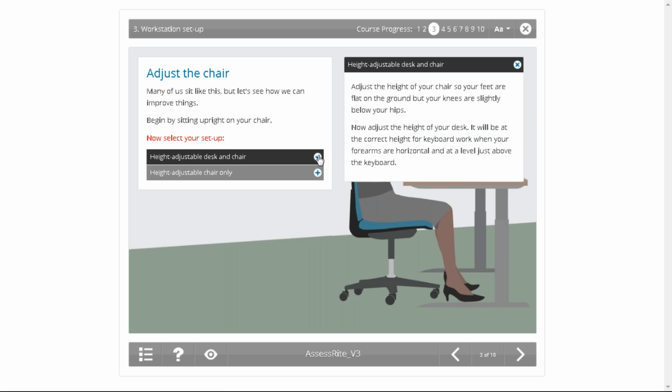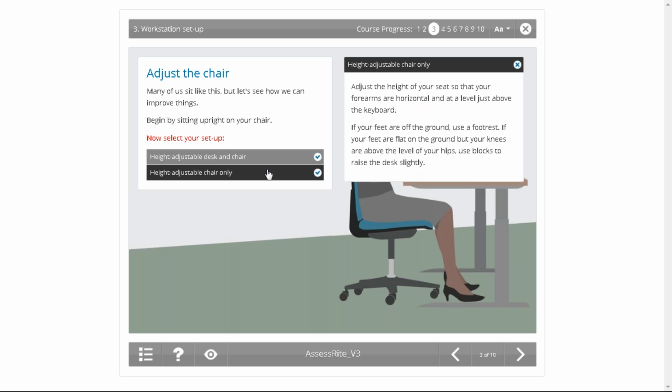Now select your setup. Adjust the height of your chair so that your feet are flat on the ground, but your knees are slightly below your hips. Now adjust the height of your desk. It will be at the correct height for keyboard work when your forearms are horizontal and at a level just above the keyboard. If it's just a height adjustable chair, adjust the height of your seat so that your forearms are horizontal and at a level just above the keyboard. If your feet are off the ground, use a footrest. If your feet are flat on the ground, but your knees are above the level of your hips, use blocks to raise the desk slightly.